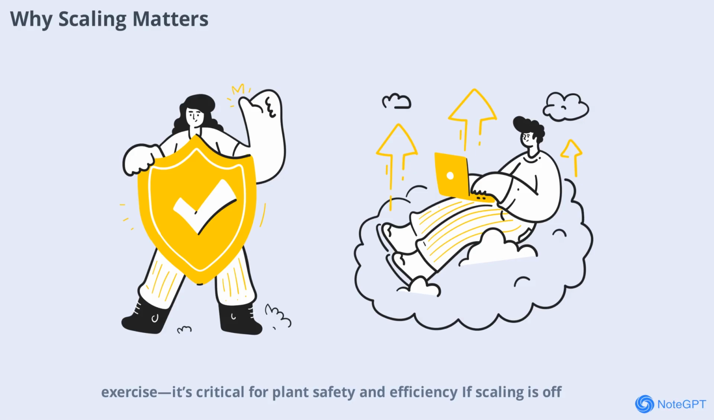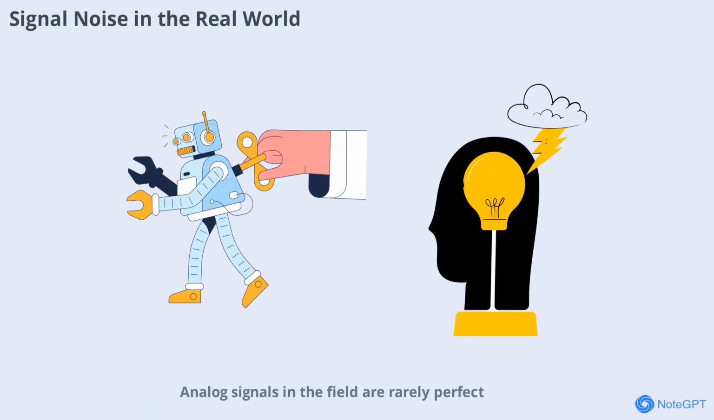If scaling is off, operators may misinterpret process conditions, leading to incorrect decisions or even equipment damage. Proper scaling ensures that every value on the SCADA screen truly reflects what's happening in the field. Analog signals in the field are rarely perfect. They're often affected by electrical noise, process fluctuations, or even environmental factors. This noise can cause control loops to behave erratically, making it difficult to maintain stable operations. That's why filtering and deadband settings are essential tools for every automation engineer.